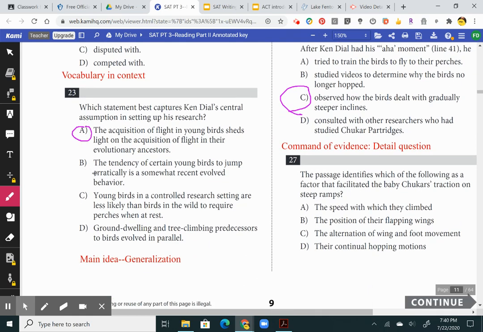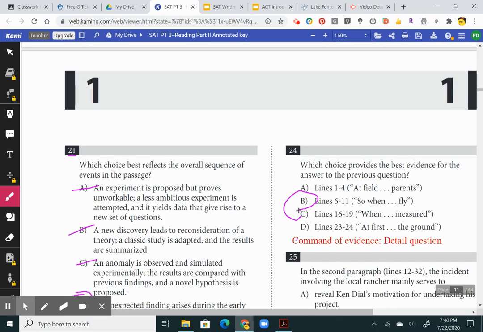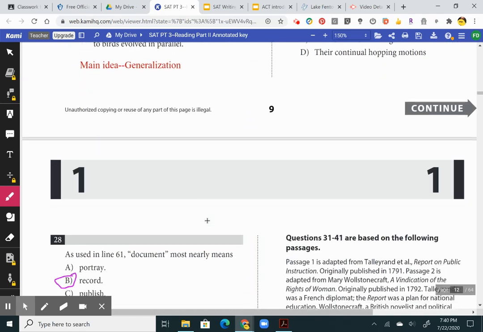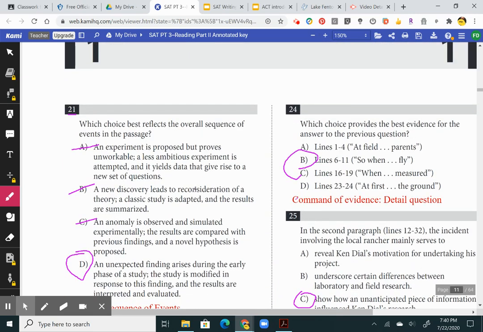Which statement best captures Ken Dow's central assumption in setting up the research? So here's another main idea generalization. Do we have a connecting one to this? Let's ask ourselves this. Yes, we do. So let's look at 24 and 25 together, grouped together. Which choice provides the best evidence for the answer to the previous question? And the key phrase in the previous question then is the central assumption in setting up his research, right?